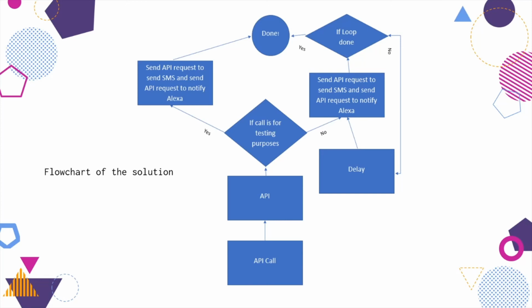Then it finishes. If the call is not for testing purposes, then it sends an API request to the SMS and the API request to notify Alexa. If the loop is done, then go to the end. Otherwise, go back to a delay, wait for the delay, then send the API request again, and head back. If loop done. If it's not done, it repeats. Otherwise, it finishes.